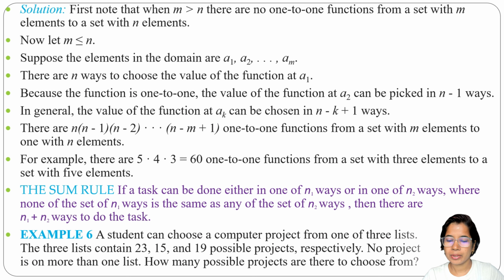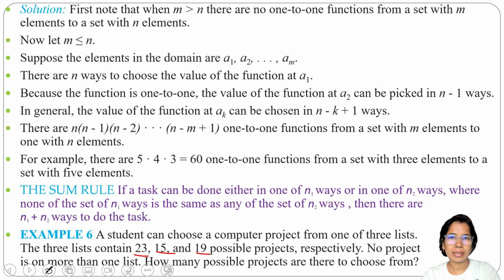Let's see one example. Example 6. A student can choose a computer project from one of three lists. The three lists contain 23, 15 and 19 possible projects respectively. No project is on more than one list. How many possible projects are there to choose from? So either the student can choose 23 or 15 or 19.